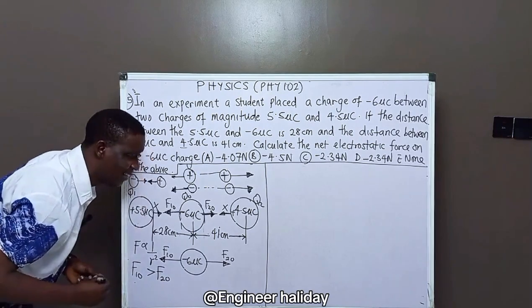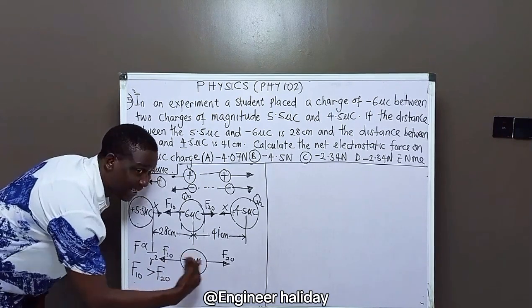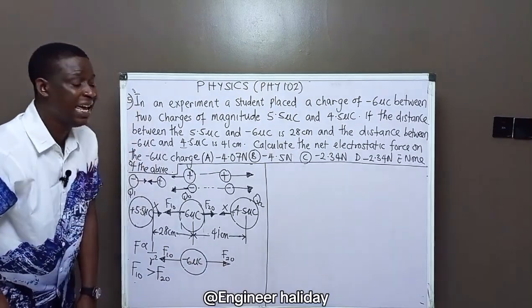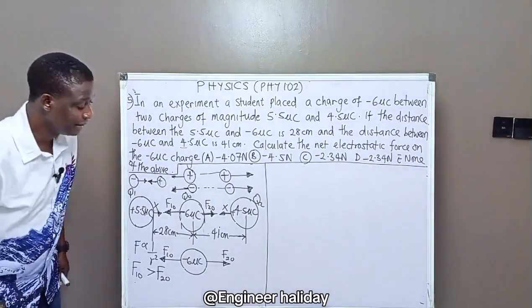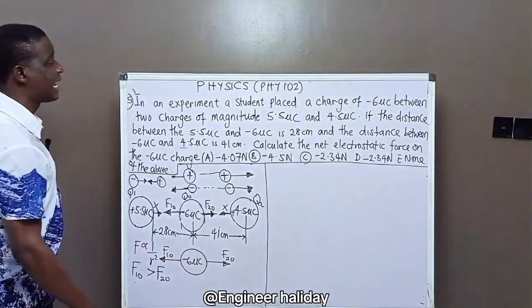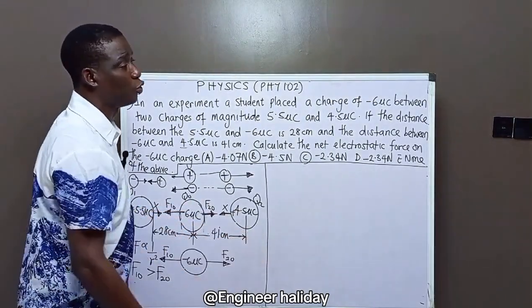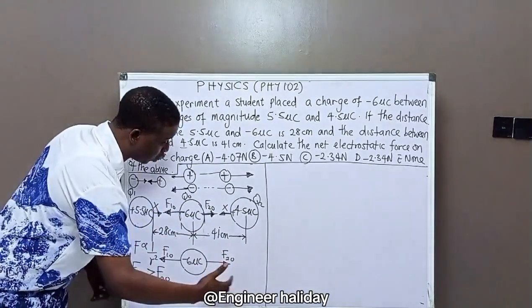Now, another thing again is that if we want to calculate the net force, we have to look at the direction of the forces. When two vectors are moving in opposite directions, you add, but when they are moving in the same direction, you subtract.